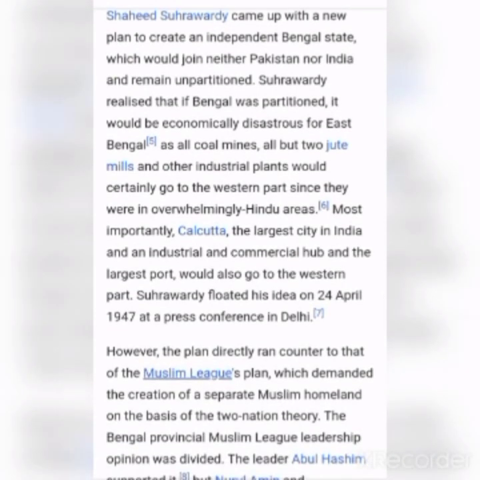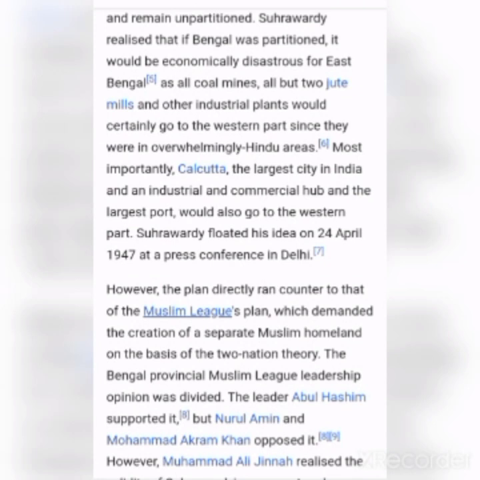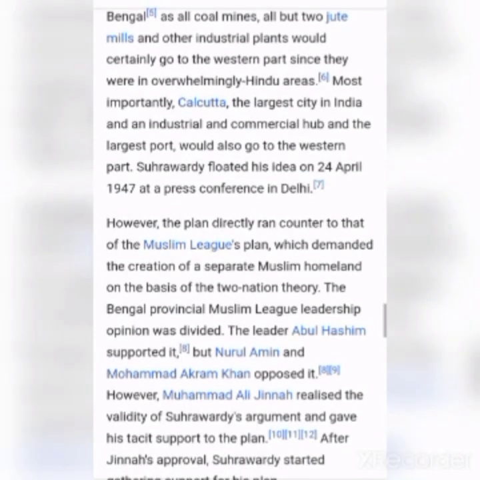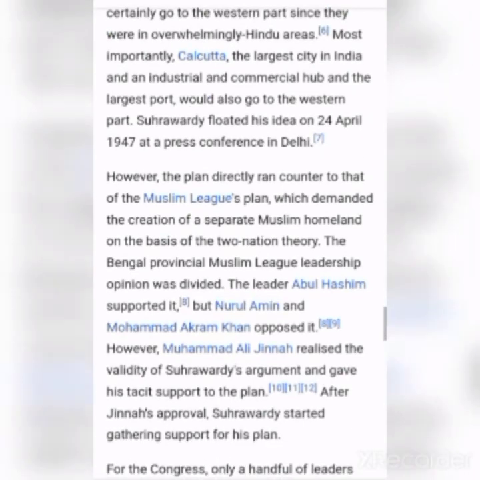Suhrawardy floated his idea on 24 April 1947 at a press conference in Delhi. However, the plan directly ran counter to that of the Muslim League, which demanded the creation of a separate Muslim homeland on the basis of the two-nation theory.